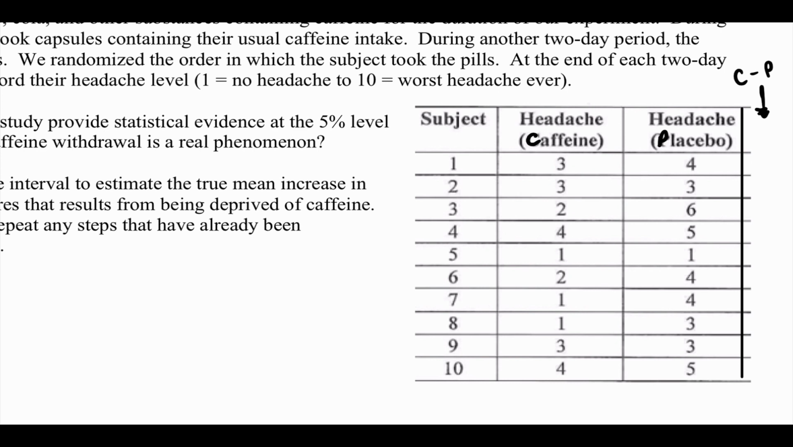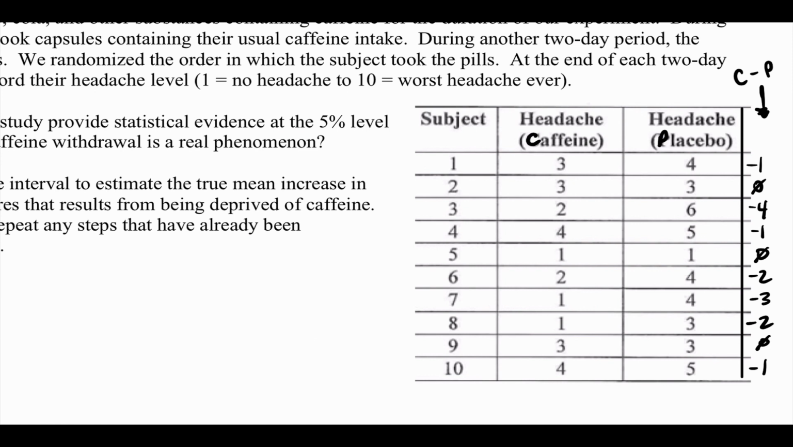So the first one would be -1. The second one would be 0, -4, -1, 0, -2, -3, -2, 0, -1. Okay? That's the data I'm analyzing. That's the data I'm looking at. I don't care what their score was. I don't care what the person's score was with caffeine. I don't care what their headache score was with the placebo. I care what the differences were. That's what I want to know.